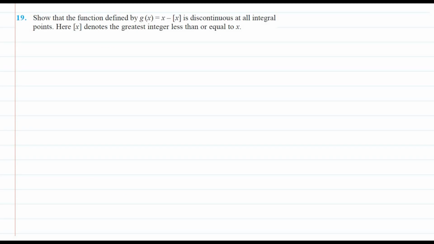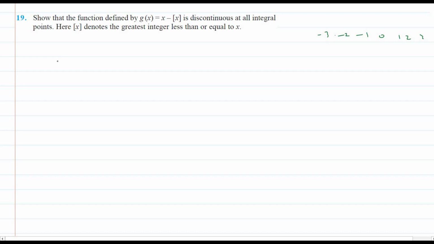Coming to question number 19, here we have a function that is defined by g of x is equal to x minus integer part of x. So we need to show that this is discontinuous at all the integral points. Means it is discontinuous for minus 3, minus 2, minus 1, 0, 1, 2, 3, and like that.